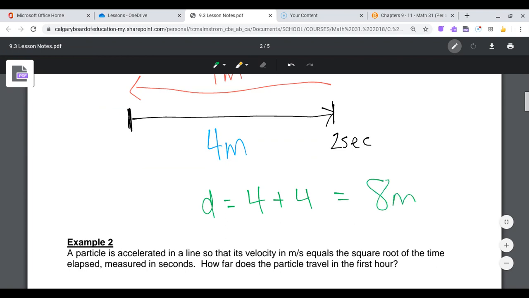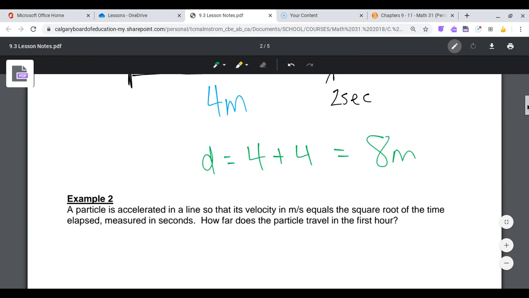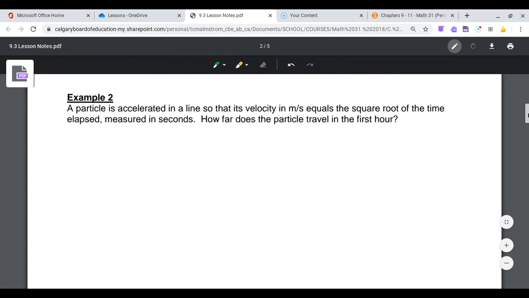Okay. And then question 2. A particle is accelerated in a line so that its velocity in meters per second equals the square root of the time elapsed measured in seconds. How far does the particle travel in the first hour? Okay, so I'm going to note that there's a unit issue here.